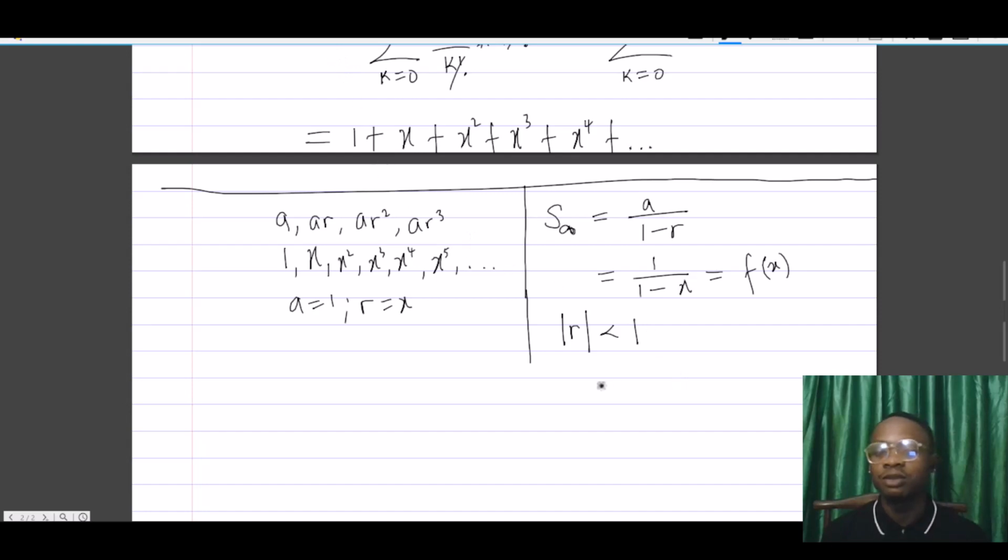And of course, if the modulus of x is less than 1, from what we have done just now, this means minus 1 is less than x less than 1. So x lies between minus 1 and 1, which is around 0. So this is only valid around 0. Once you go outside that, it won't be valid. The values will be very far away from this. But this is sufficient to capture the idea.